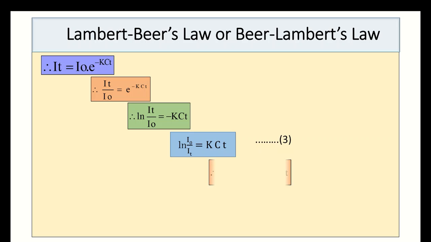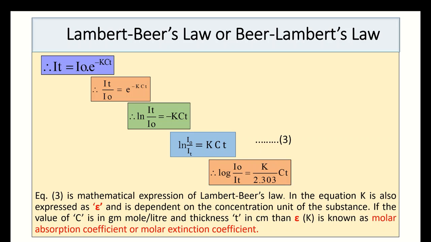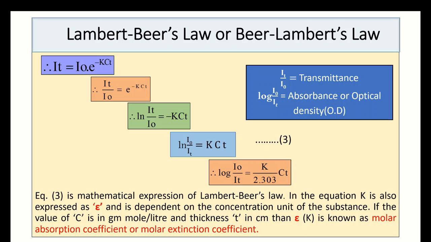If we want to write this in terms of log, we write log of I0 by IT is equal to k upon 2.303 into C into t, concentration into thickness. Here equation 3 or 4, we can say these are the mathematical expressions of the Lambert-Beer's law, and in the equation k is also expressed as epsilon, and this epsilon is dependent on the concentration units of the substance. That is, if the concentration is taken in molarity, that is gram moles per liter, and the thickness of the medium is taken in centimeter, then epsilon is known as molar absorption coefficient or molar extinction coefficient.